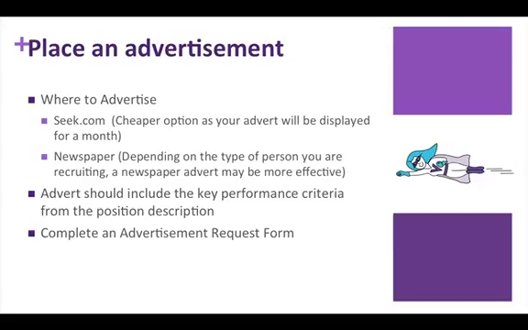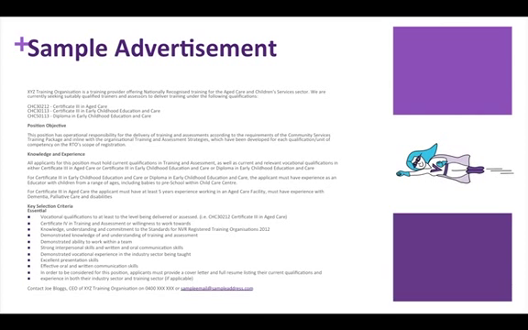So you need to have a look at your industry and whether the type of people that work within your industry would actually be computer savvy or not. Most people now pretty much know how to use Seek, and they will go on there because it's pretty easy. They can actually register on Seek and get updates whenever there's a new ad that is placed. The advert should include the key performance criteria from the position description, and you should complete an advertisement.